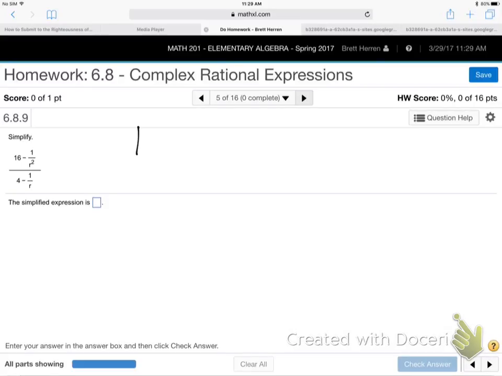All right, so 1 over r squared minus 1 over r.